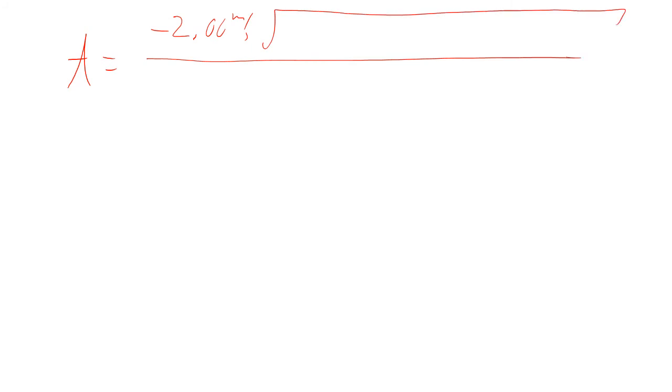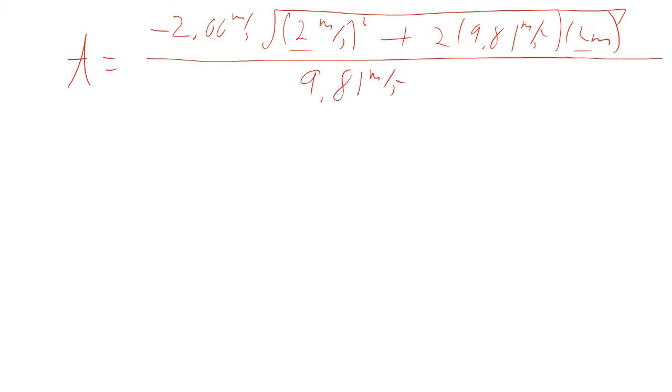So now we plug in the numbers that we had. That's going to be minus 2 meters per second, plus or minus the square root of 2 meters per second squared, plus 2 times 9.81 meters per second squared times 2 meters. I'm being a little sloppy here with the significant figures. I know these are supposed to all be 3 significant figures, but I'm running out of room here. Divided by 9.81 meters per second squared.